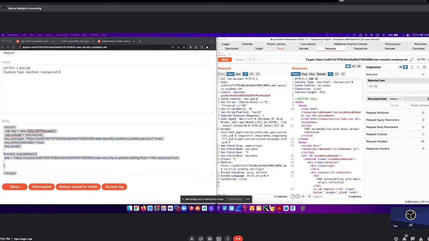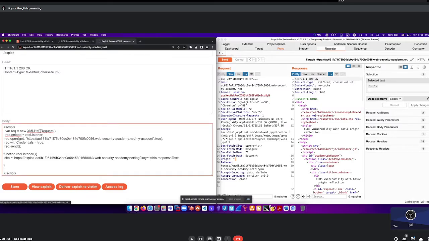Just copy and paste it so I have it here. Okay. Let's store that. XMLHttpRequest, that's wrong. Let's store that and let's deliver the exploit to the victim. And let's check the logs.